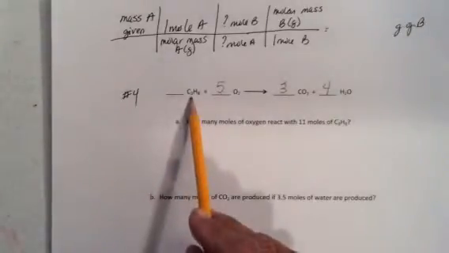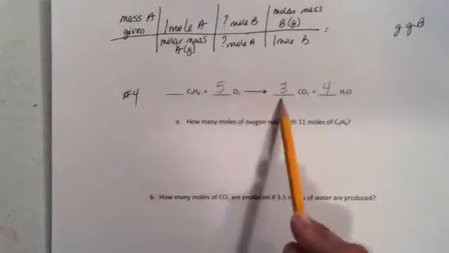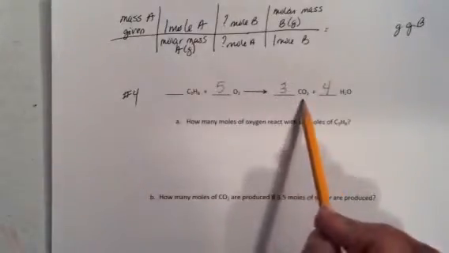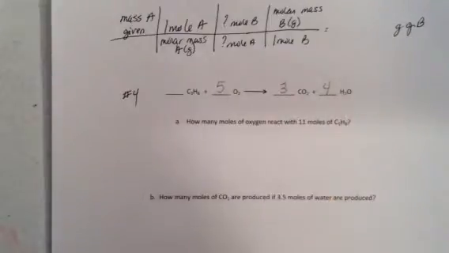So this is actually propane. So 1 mole of propane reacts with 5 moles of oxygen to produce 3 moles of carbon dioxide and 4 moles of water. So that's how you would put that in word form. And the very first question says, how many moles of oxygen? So that's my B.